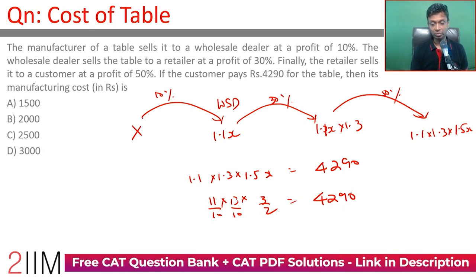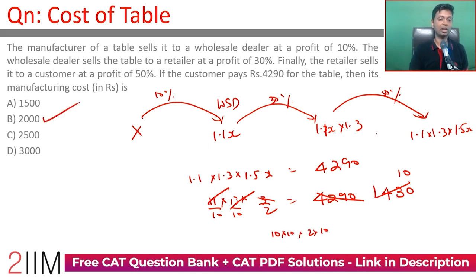4 plus 2, 6, 6 plus 9, 15. So it's a multiple of 3. So divide by 3 to start with. Becomes 1430. 143 is 11 into 13. Wonderful. This goes off, giving us a 10. Or the price is 10 into 10 into 2 into 10. 1000 into 2, 2010. This way of writing the equation, you should know.